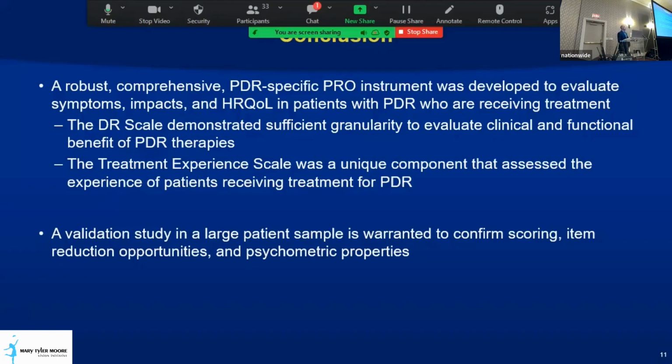Yeah, I mean, this is in the context of treatment. So we would want to see that if you improve things like DRSS score or even vision, that you see a benefit in the patient's experience itself. So if you don't, then there's something wrong with your measure.